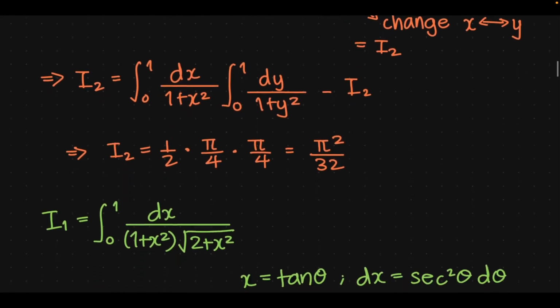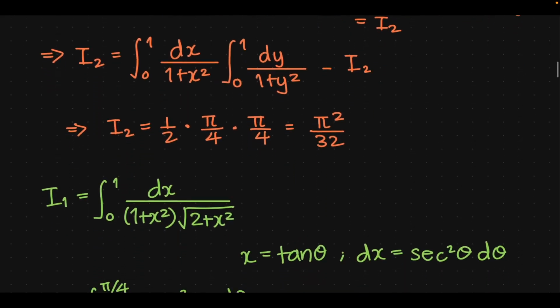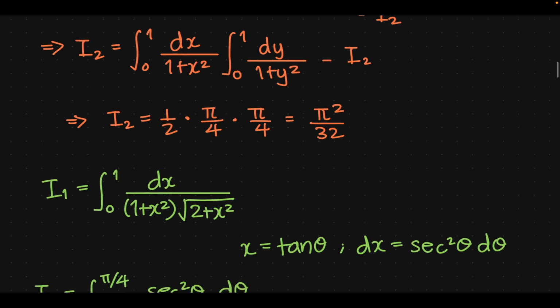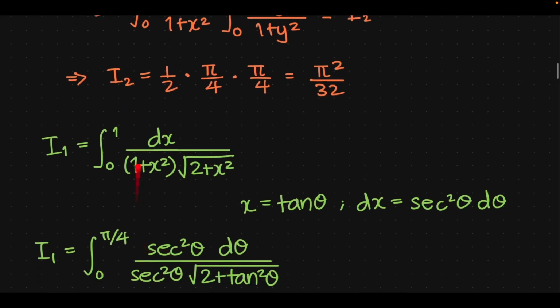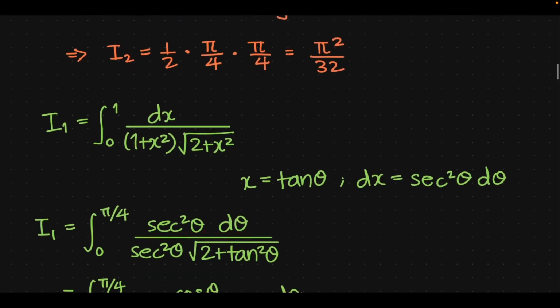Let's go back to I1 now. I said this was relatively straightforward because you just do a trigonometric substitution. x equals tan theta, dx is secant squared theta d theta. The bounds from 0 to 1 on x now go from 0 to pi over 4 on theta. So we have secant squared theta d theta over secant squared theta from the 1 plus x squared, square root of 2 plus tan squared theta.